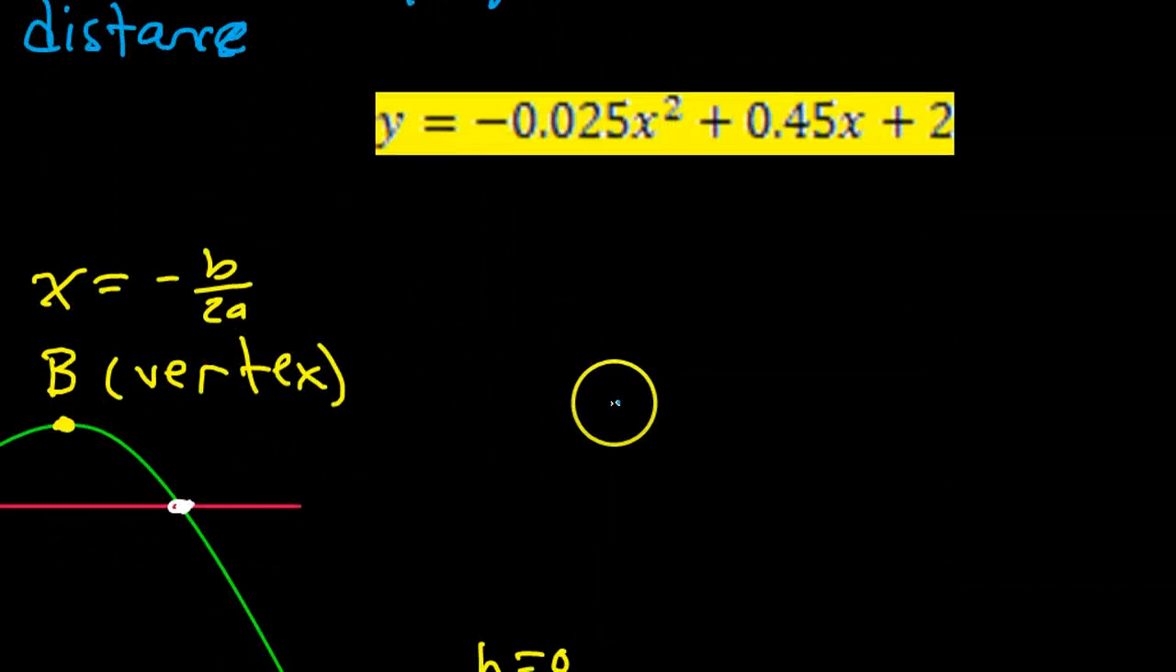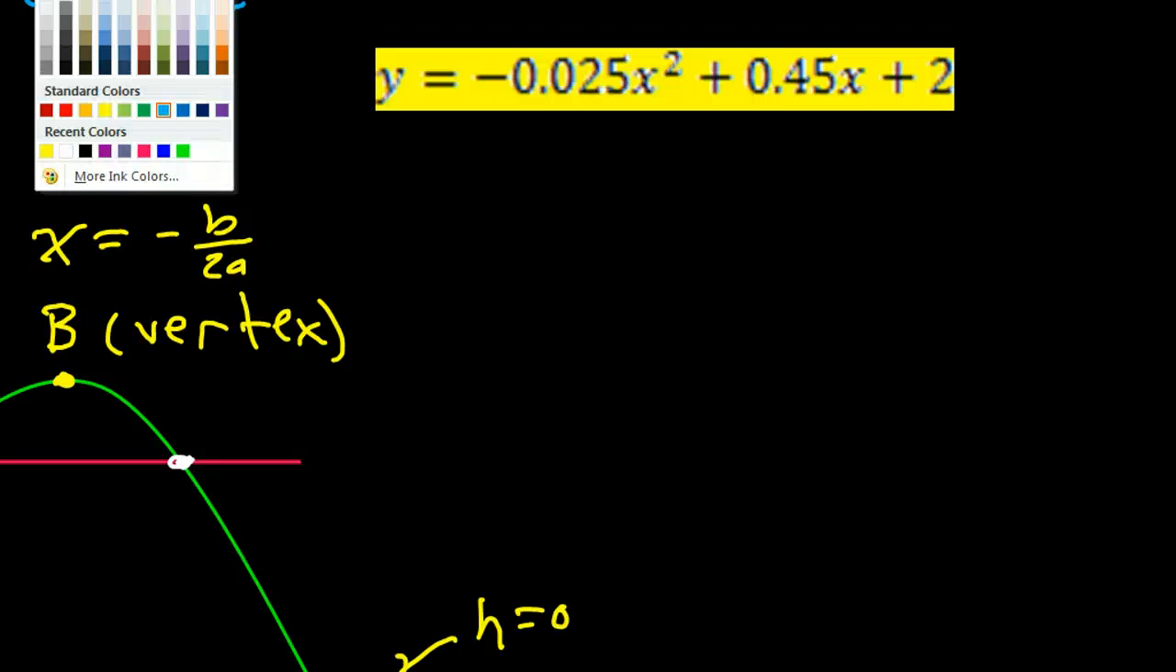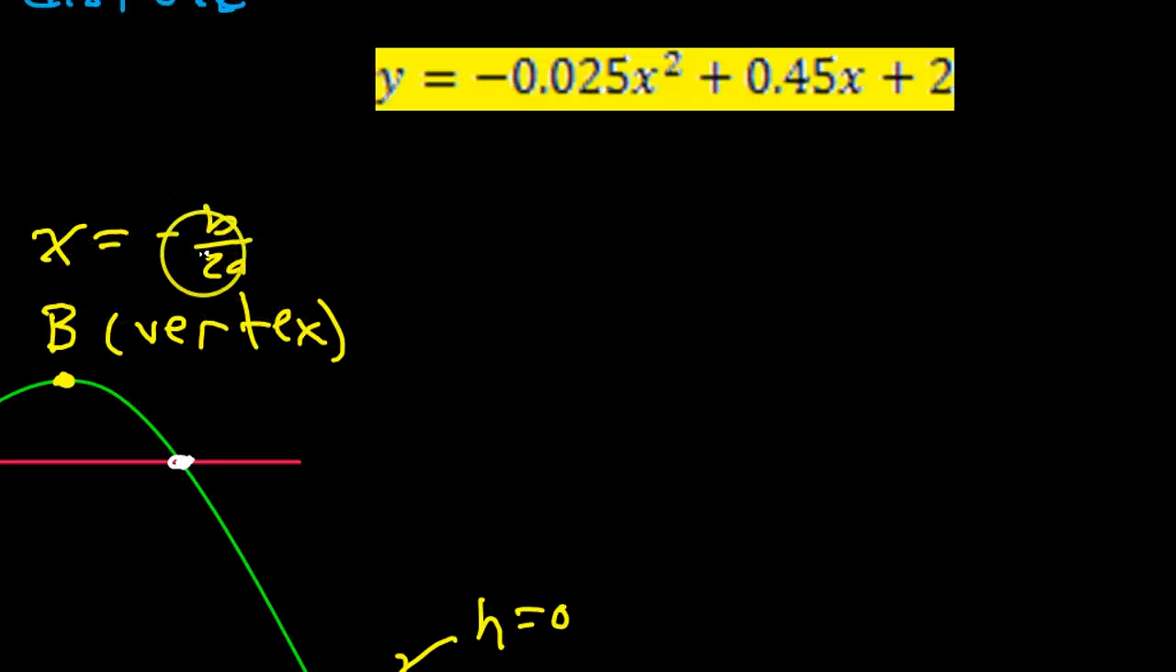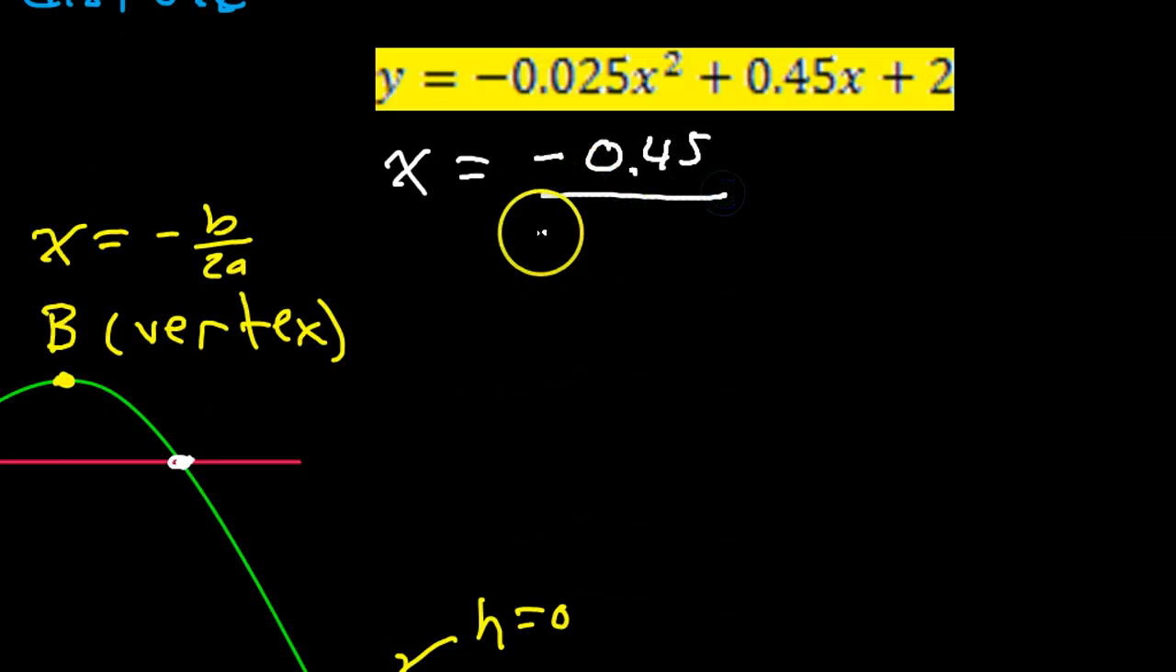Now let's go ahead and find that vertex. The way we find the vertex is we'll find the x-coordinate of the vertex by doing opposite of b over 2a. So opposite of b, that'll be negative 0.45 over 2a. So that's 2 times negative 0.025.